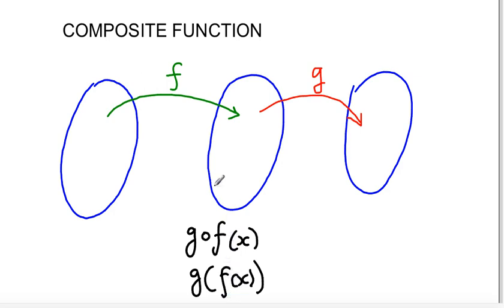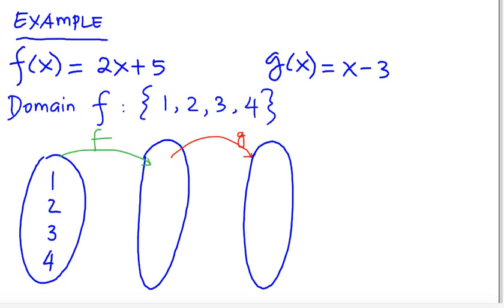At the moment maybe it doesn't mean anything to you, but we are going to look at a concrete example of this. For instance, here I have two functions. Function f has a rule 2 times x plus 5, and function g has a rule x minus 3. Let's say I start with the domain of function f, just to keep it simple. I have 1, 2, 3, 4 here in the domain of function f. So I will now try to find what the result will be in the end.